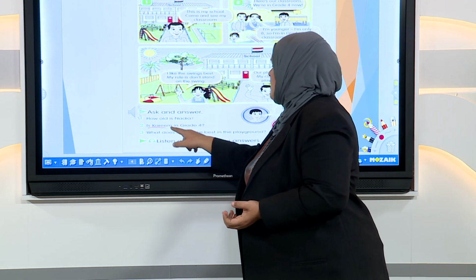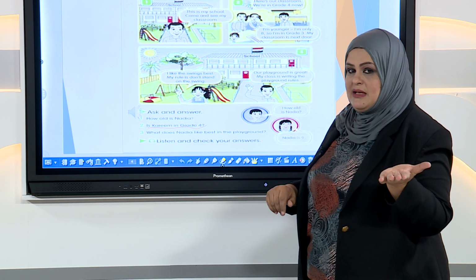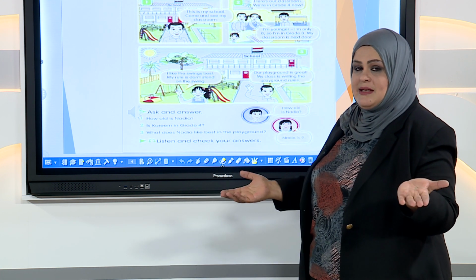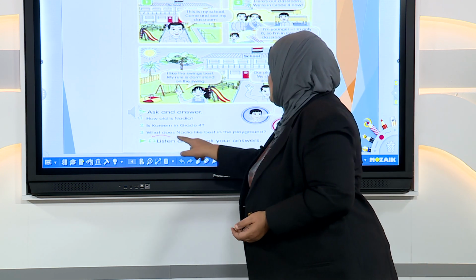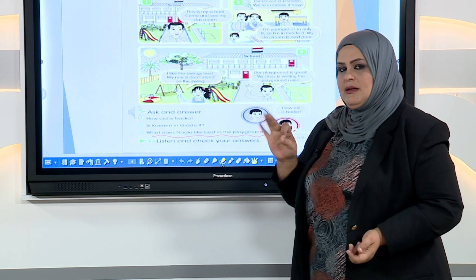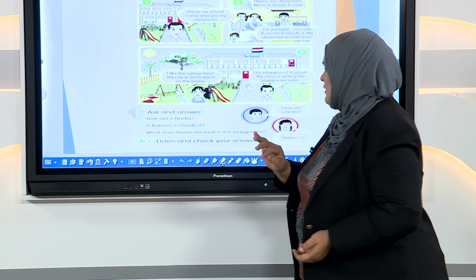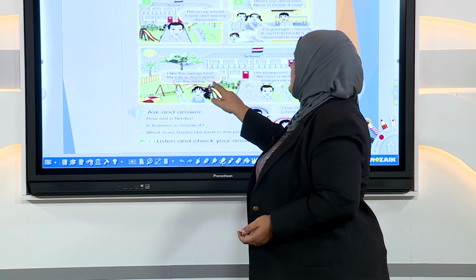Number two. Is Karim in grade four? هل كريم في الصف الرابع؟ Yes or no? Yes, he is in grade four. Number three, what does Nadia like best in the playground? She likes the swing. Yes, good. She likes the swing.